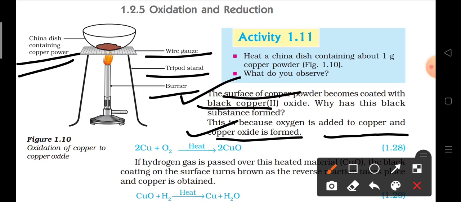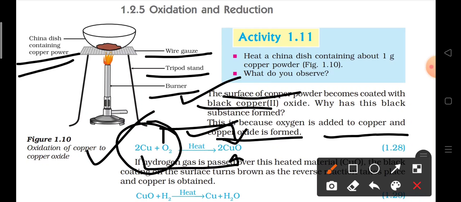Now, I told you that addition of oxygen is oxidation. So, copper is oxidized to copper oxide. Okay, so this is the oxidation part. On the same hand, oxygen is reduced to copper oxide. Whenever we look for the oxidized or reduced substance, we have to check the reactants only. The products will not be included in that.